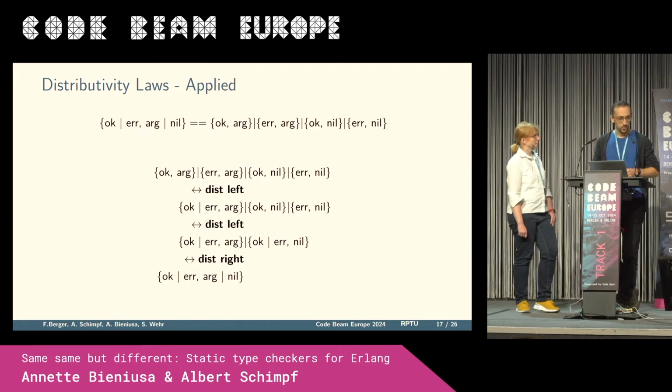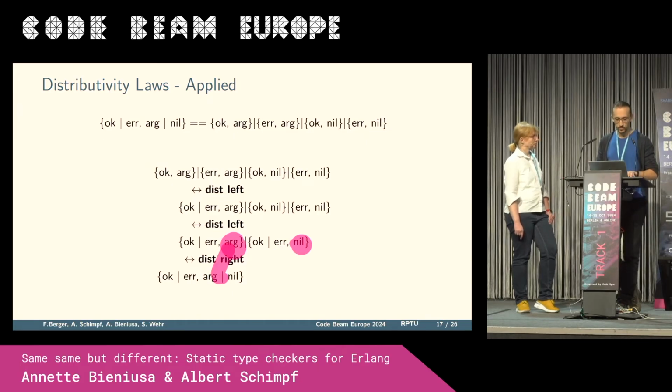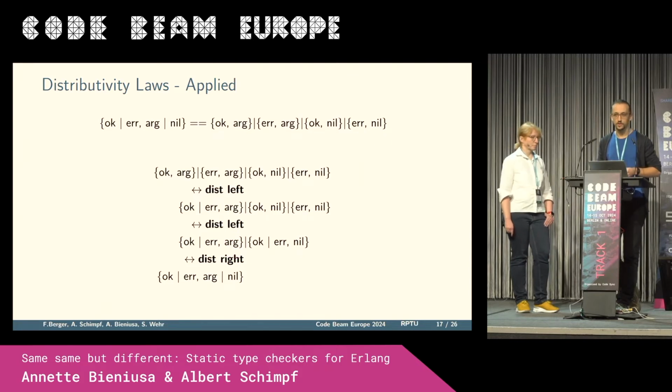We have our right side. We apply the distributivity on the left, merging these two. We apply the distributivity on the left for these atoms. And finally, we apply distributivity on the right to merge these parts. And in theory, we've proven that these two types are equivalent.